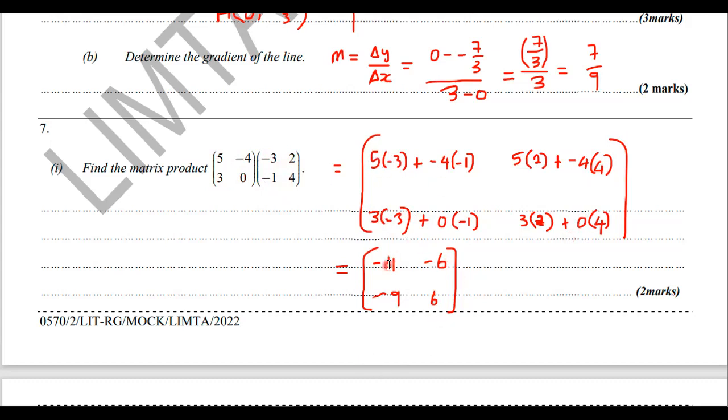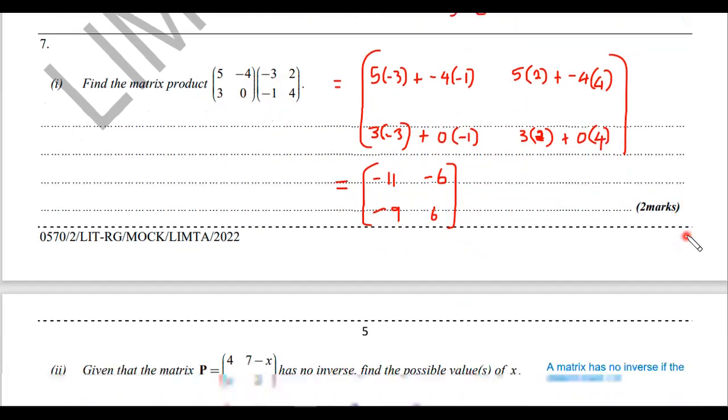When we simplify, we are going to have minus 11, minus 6, minus 9, plus 6. So that is the product.